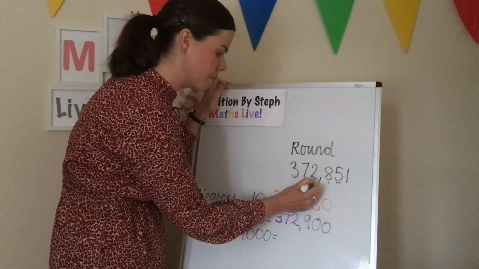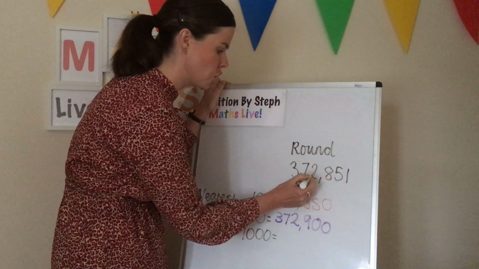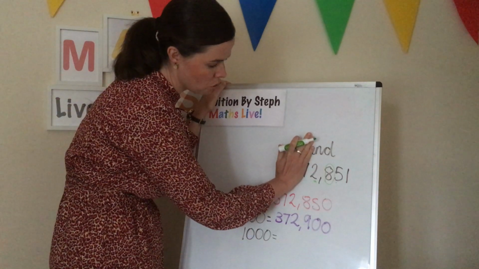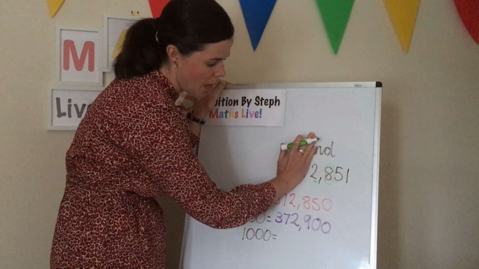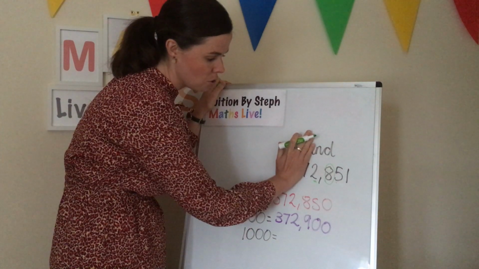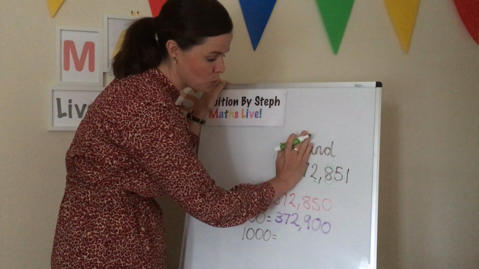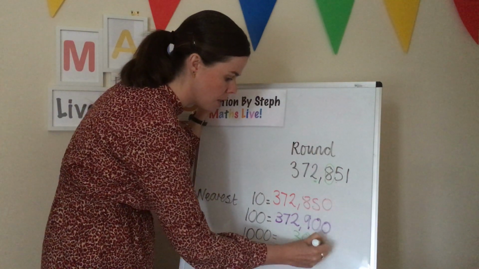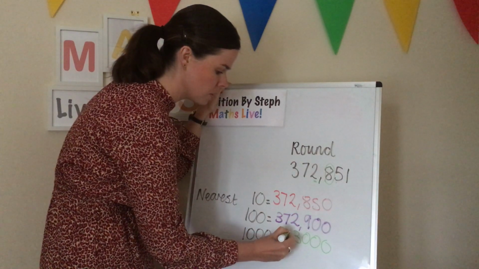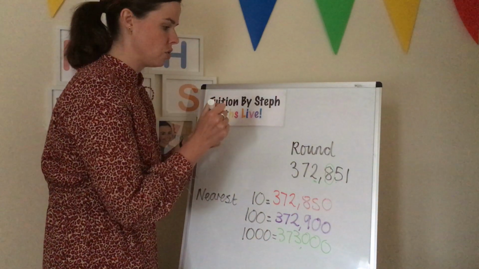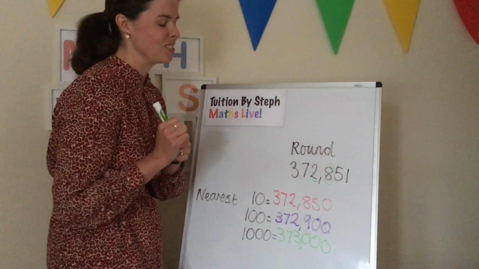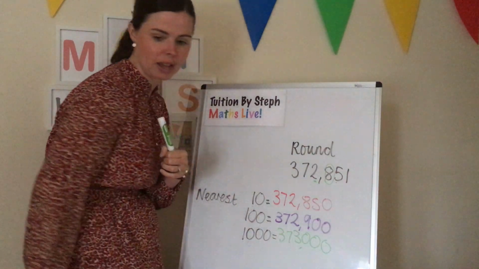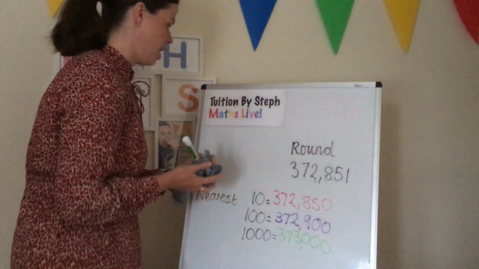And then the last one, nearest 1,000. So the 1,000 column is here, the 2, and it's the 8 this time that tells us what to do. So currently we're in 2,851. Now to the nearest 1,000, because it's an 8, that means we need to round up to 3,000. And then put in the rest of the number in front. So 372,851 to the nearest 1,000 is 373,000. Remember, there shouldn't be any other numbers after it when you're rounding to the nearest 1,000.